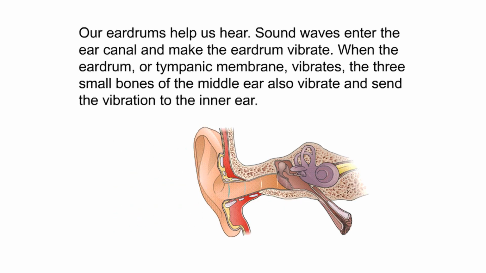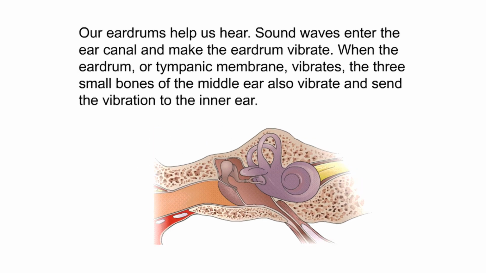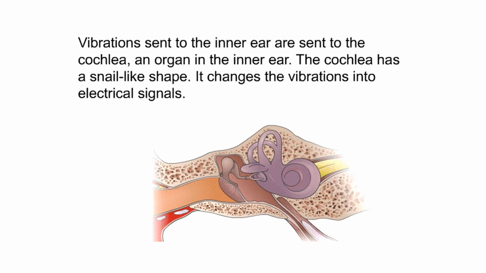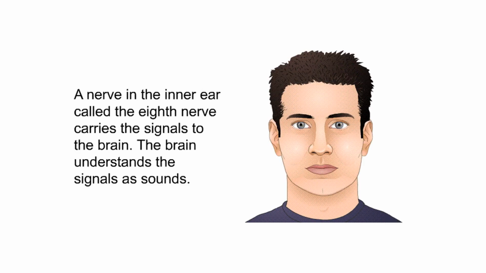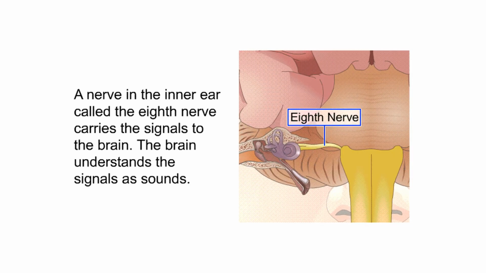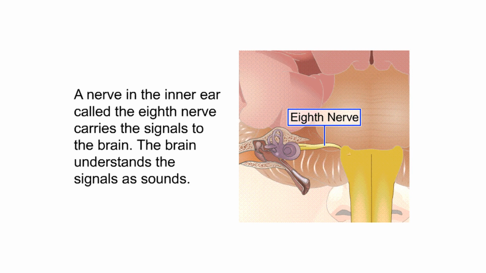Our eardrums help us hear. Sound waves enter the ear canal and make the eardrum vibrate. When the eardrum, or tympanic membrane, vibrates, the three small bones of the middle ear also vibrate and send the vibration to the inner ear. Vibrations sent to the inner ear are sent to the cochlea, an organ in the inner ear. The cochlea has a snail-like shape. It changes the vibrations into electrical signals. A nerve in the inner ear called the eighth nerve carries the signals to the brain. The brain understands the signals as sounds.